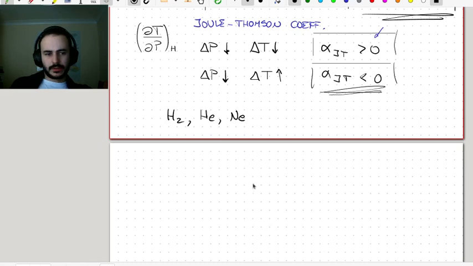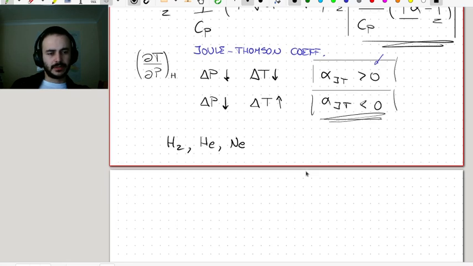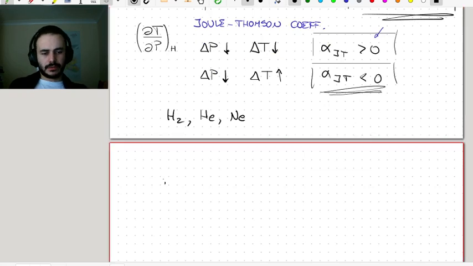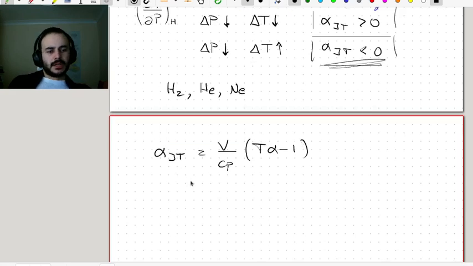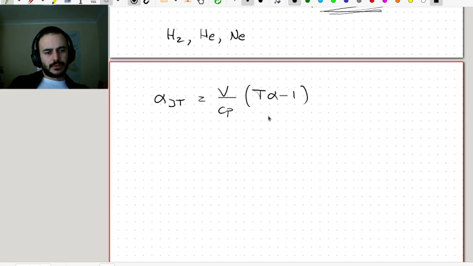So before I move on with the next section, if you'd like to motivate the next section, let me just have a quick look where I will write it again. Alpha JT equals volume divided by Cp, and here we have T alpha minus 1. So we see that the sign is important, but what is the sign depending on? This thing is going to be positive if and only if, and this seems clear if you look at the expression quickly, T alpha is larger than 1. And this is what we want.